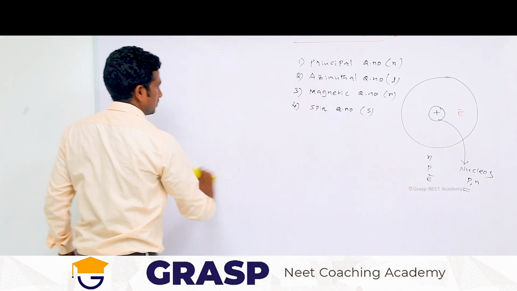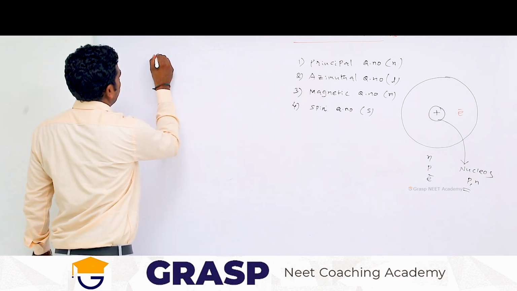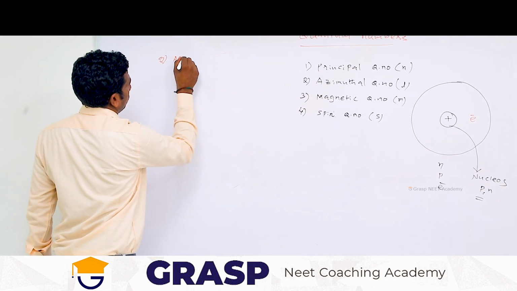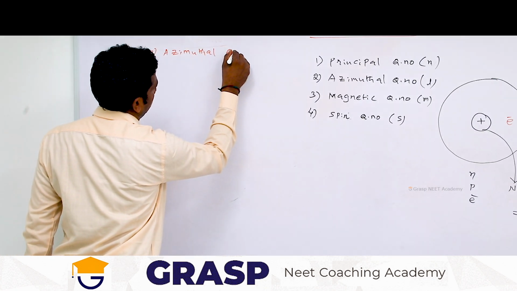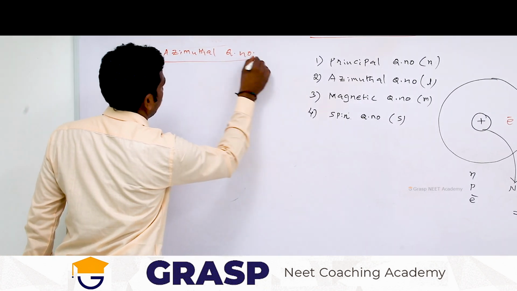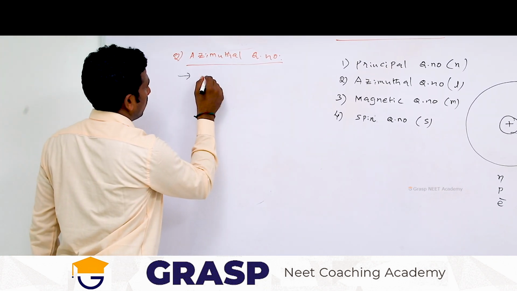Sommerfeld is the scientist who gave this. So here, the second quantum number I am taking is the azimuthal quantum number. This is given by Sommerfeld. This is denoted with the letter small l.